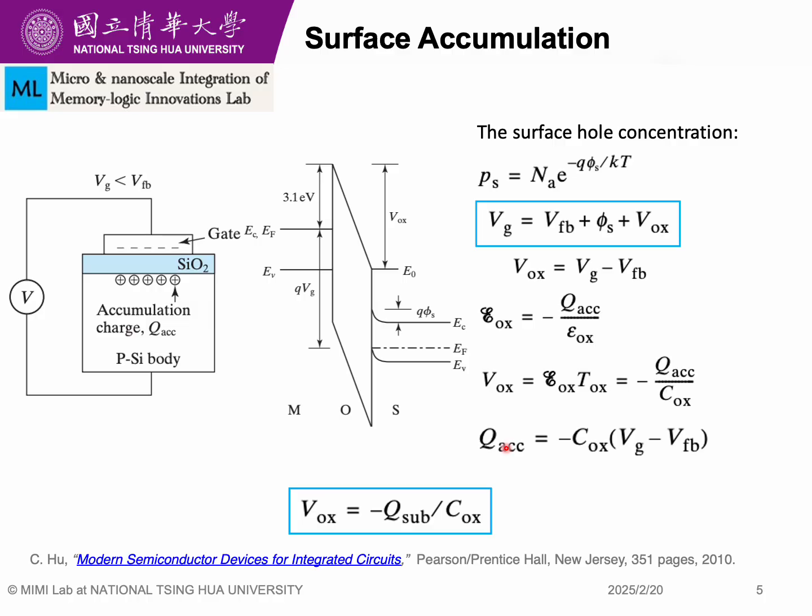now when Vg is much less than the flat band voltage, then we have some surface voltage here, and that is given by phi of s, the surface voltage, and also we will have some voltage across the oxide, which was 0 in our previous case, but now it is not 0 anymore.